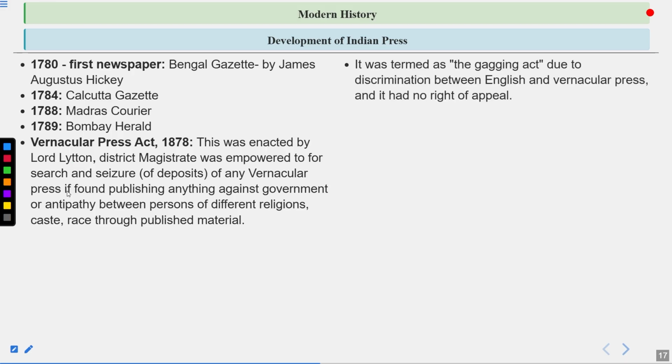So it was termed as the Gagging Act, as I was saying, due to discrimination between English and vernacular press, and it had no right of appeal. Why was it known as the Gagging Act? Because this was only being implemented on the vernacular press.